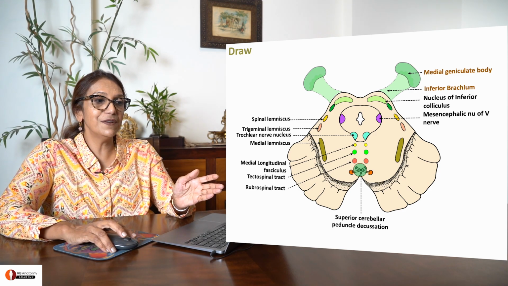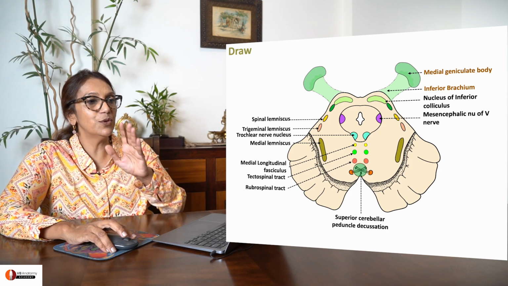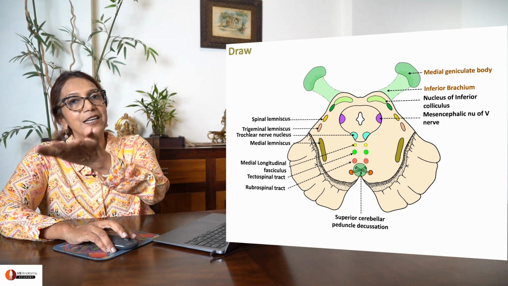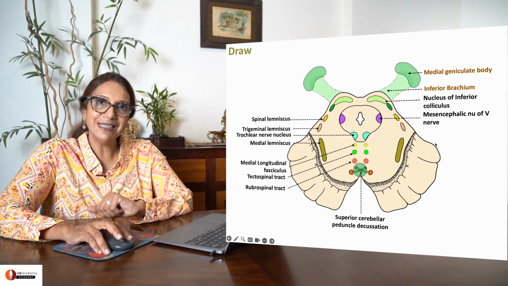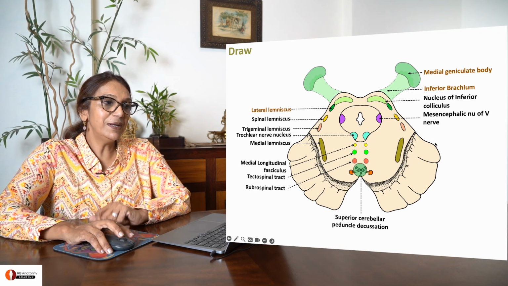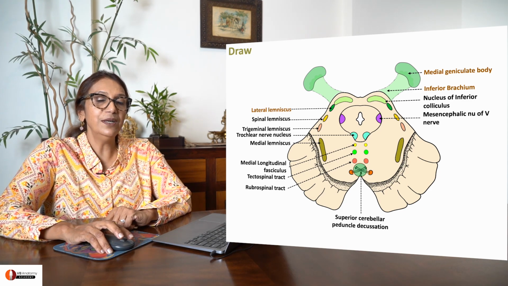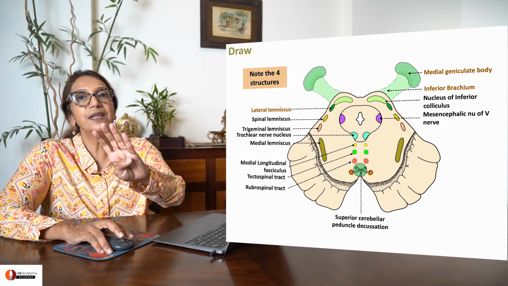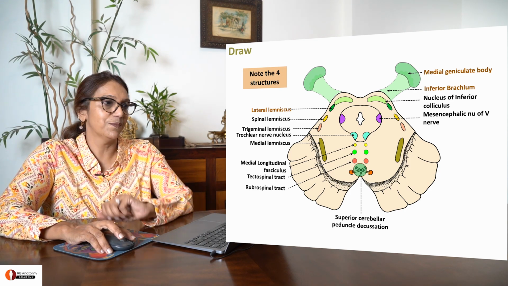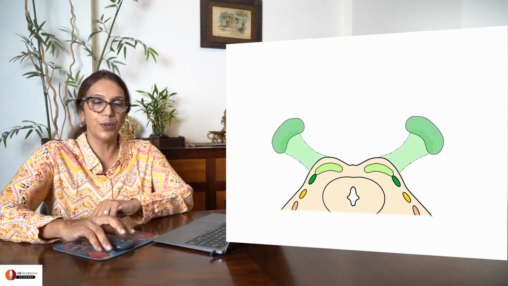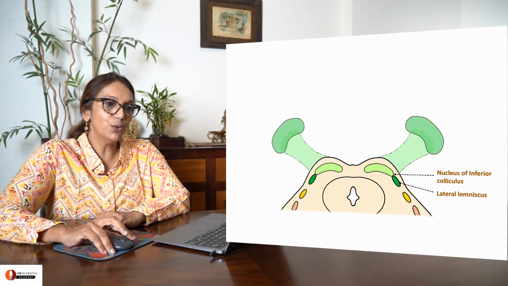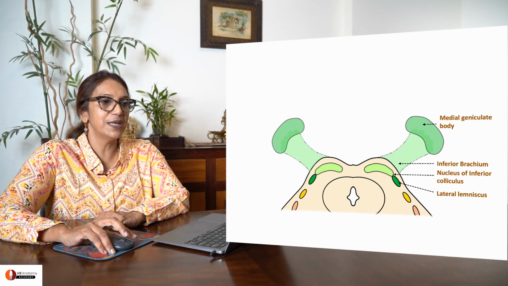The nucleus of inferior colliculus is connected by inferior brachium to the medial geniculate body, which in turn is connected to the auditory cortex. Remember, we've done this. So this is the same thing at the level of the section. This is the lateral lemniscus lying right next to the nucleus of inferior colliculus. Note these four structures: lateral lemniscus, nucleus of inferior colliculus, inferior brachium, and medial geniculate body. Now I'm going to expand this and zoom in.